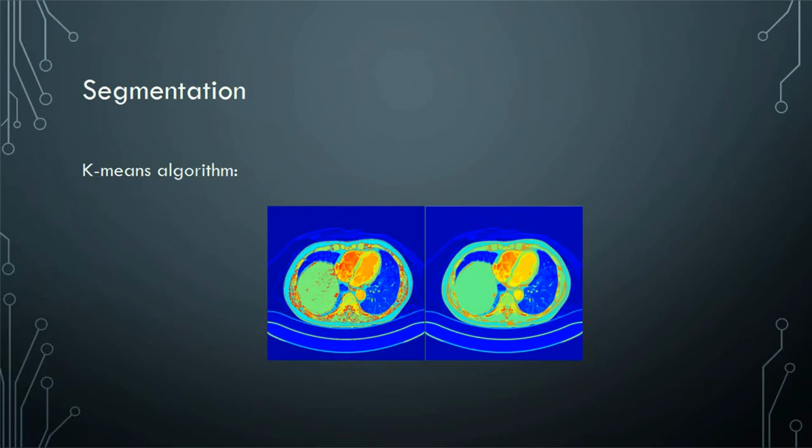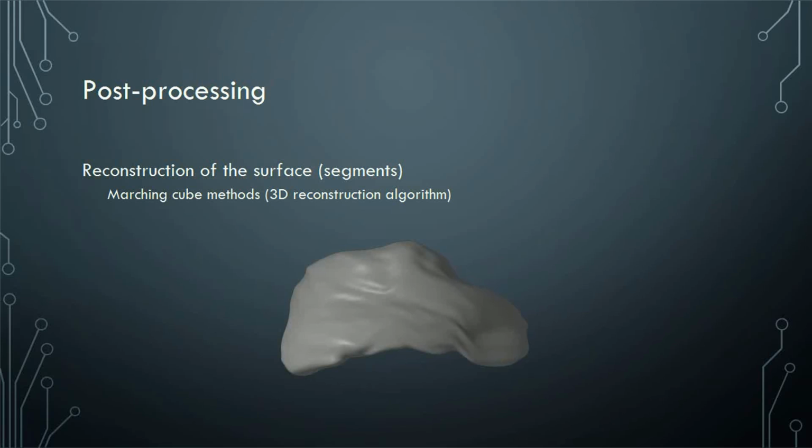In the post-processing step, we reconstruct the surface of the liver from the given segments. For the 3D reconstruction, we used the marching cubes method. You can see on the slide the final results after 3D smoothing.